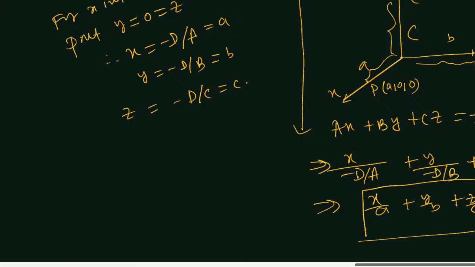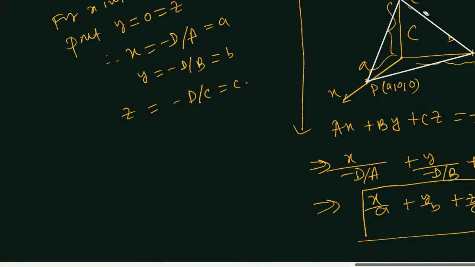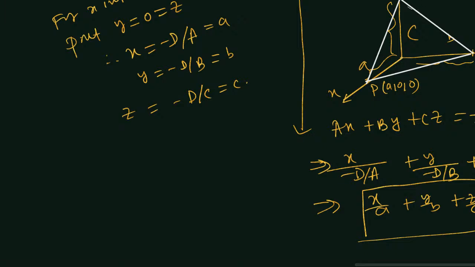And what is the plane here? This is the plane PQR. PQR is the plane. This is not a triangle, it is a plane. Okay.